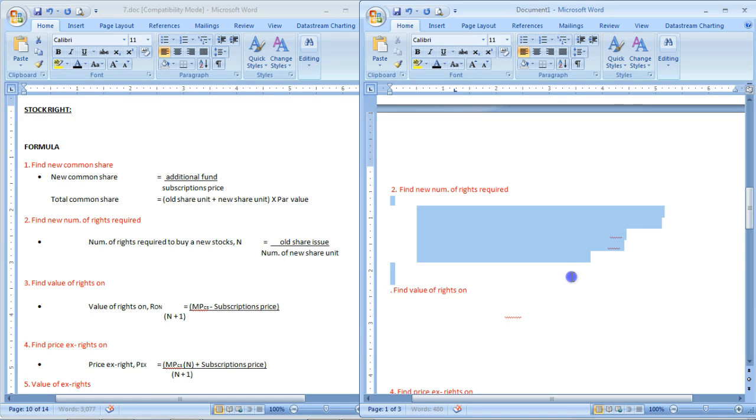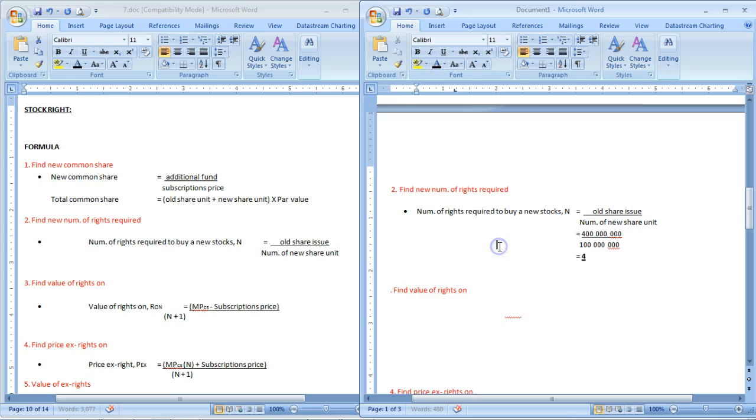So the next step, you need to find the number of rights required. What is the formula? All shares divided by new shares, in units. I repeat, this is in units. Students like to be careless, they always put in RM. Unit divided by unit. The old shares are 400 million and the new shares are 100 million, which you can get from the question. Alright class, just to share with you all.